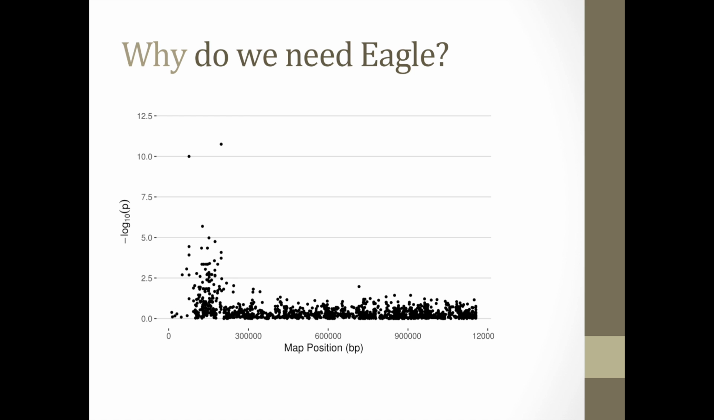Okay, so some of you are probably thinking, well, why do we even need Eagle? There's already a bunch of tools available to us to do genome-wide association mapping. Is this just more of the same? Well, let's look at the following motivating example. So here we have a very simple Manhattan plot in the sense that I'm not looking at an entire genome worth of data, I'm only looking at a chromosome.